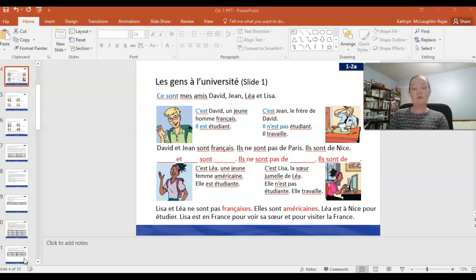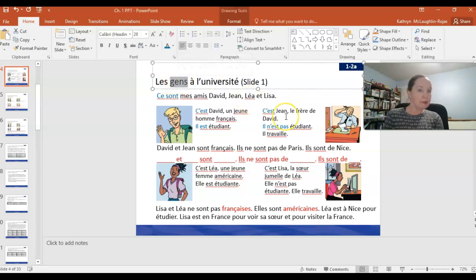So as you can see, we're going to be talking about les gens à l'université. In case this is a new word for you, gens means people. So we're talking about people at the university or people at college. Since you're college students, they have designed this topic just for you. These students in these pictures are going to be talking about different people. They're going to be pointing out different people. They're going to be describing what they're like, different characteristics that they have using adjectives.